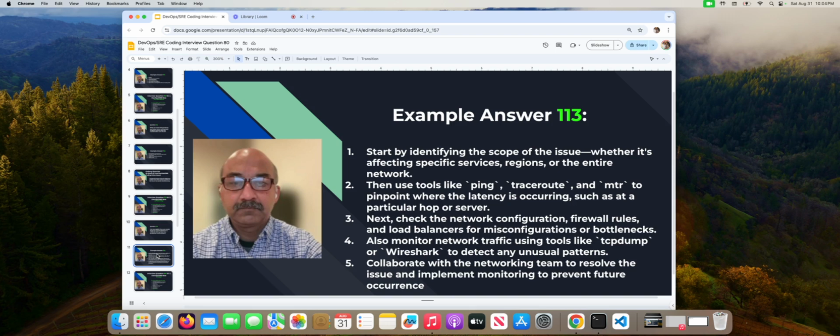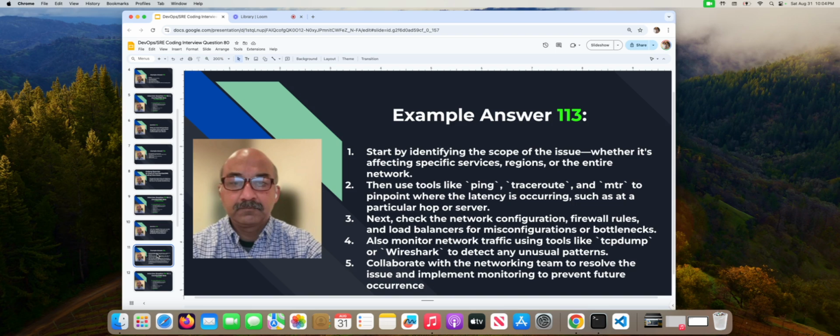Once you have the scope, then you can start using tools like ping, traceroute, mtr, ifconfig, netstat, iftop, tools like that, to try and figure out the point or points where the latency is happening. Let's say it's happening between the second hop and the third hop in the route. So you narrow down to the actual place in the network architecture where the latency is happening.